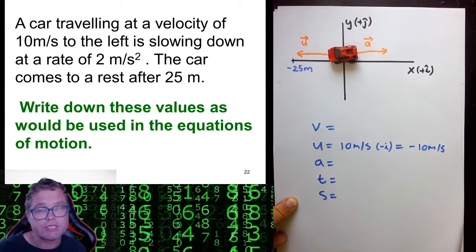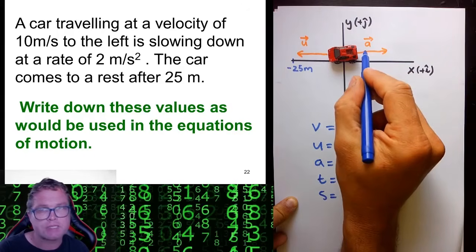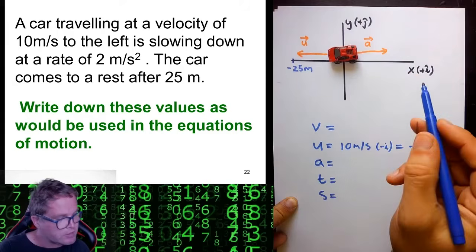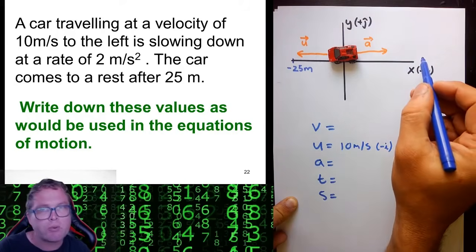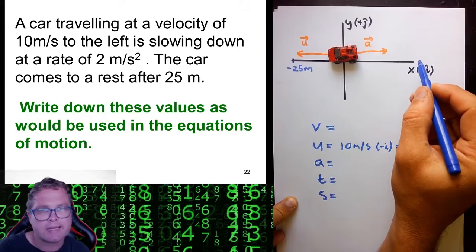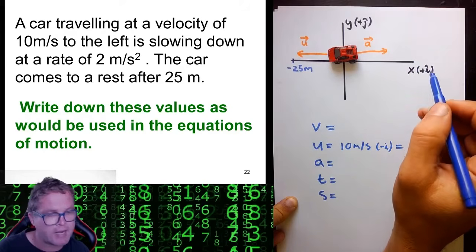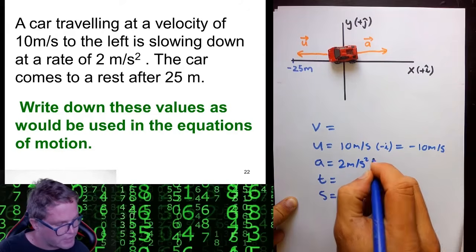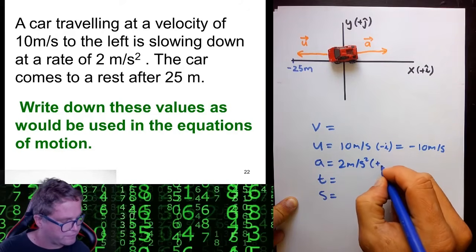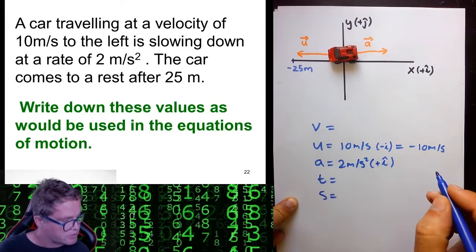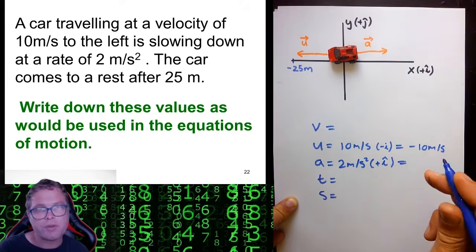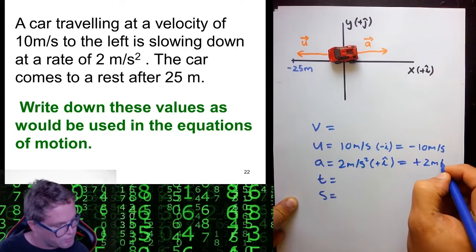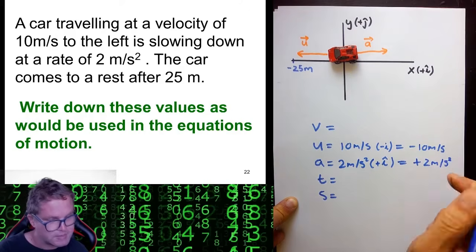For the acceleration, we've seen that the acceleration must be in the opposite direction to the initial velocity because it's slowing down. So we see that the acceleration is pointing in the positive x direction, which is in the positive i hat direction. So our acceleration is going to be 2 meters per second squared in the positive i hat direction. So the value that we would use in the equation then would be positive 2 meters per second squared, right?